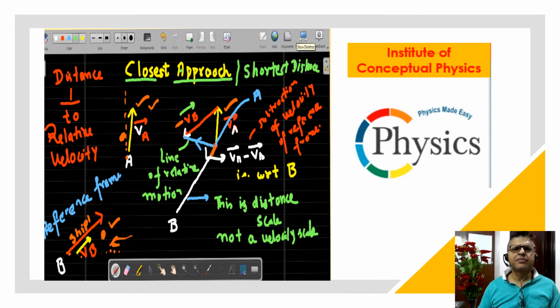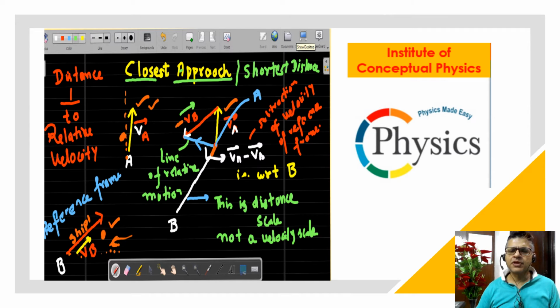So when you do relative motion, the last type of use case of relative motion is the distance of closest approach, also called the shortest distance. So you can expect a numerical on this.